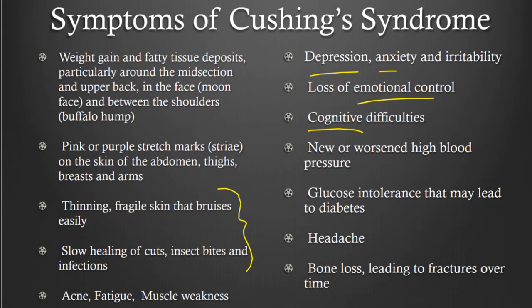Problems with high blood pressure, glucose intolerance may lead to diabetes. Why? Again, because we're dumping glucose in the bloodstream. Headache, bone loss, and what have you. Again, I'm not expecting you to memorize all these little bullet points. I'm expecting you to understand them. Understand the big ticket items. So if you have an overproduction or an underproduction of cortisol, what would you expect to happen? And in this case, it's a hypersecretion of cortisol.